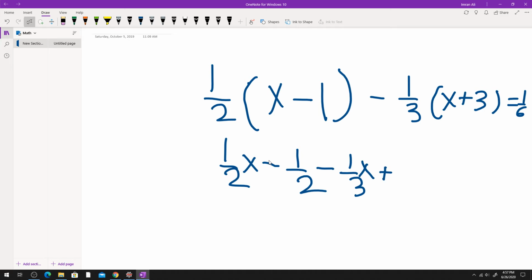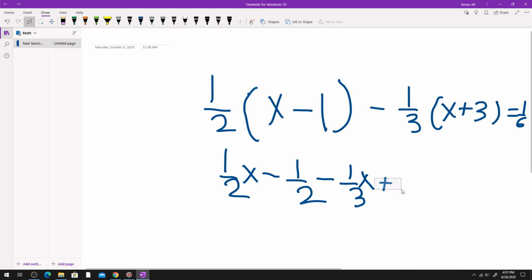Plus, let me add that, 1/3 times 3 is 1. It's a minus, so it's -1. Actually, no, this is going to be a minus because that was negative. So let's quickly change that. Minus 1. And then, of course, that's equal to 1/6.